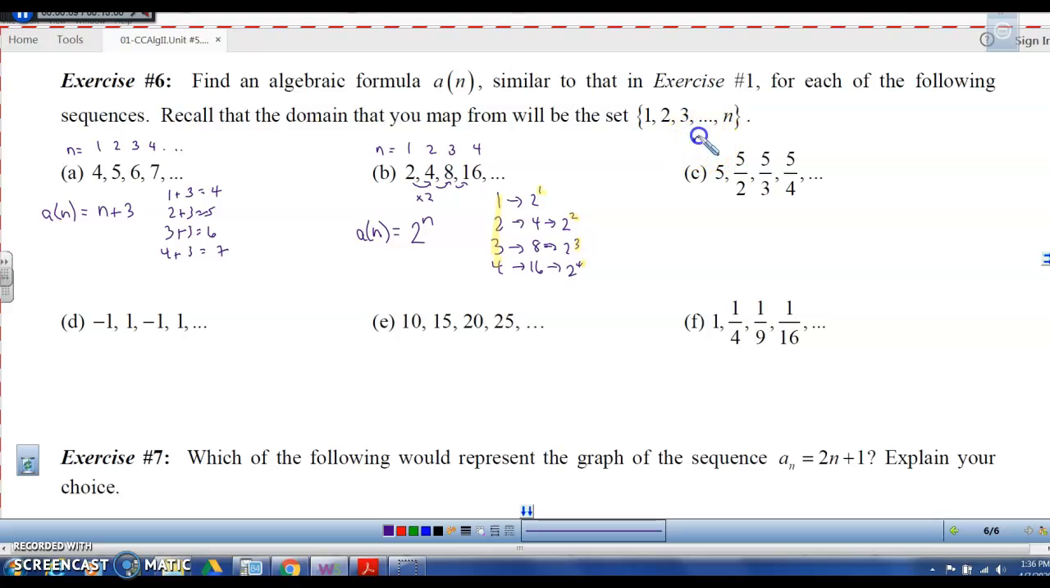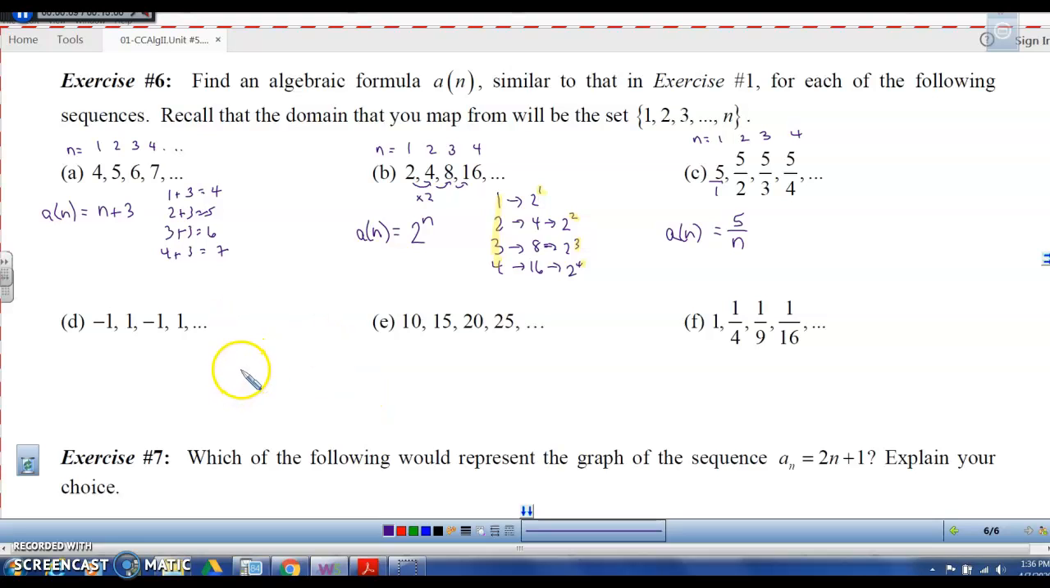Okay, the next one. This is n equals 1, 2, 3, and 4. All right, let's think about this for a second for a of n. What's happening every time? I plug in 1, I get 5. I plug in 2, I get 5 over 2. I plug in 3, I get 5 over 3. I plug in 4, I get 5 over 4. Well, what's happening every time? You're taking 5 and you're dividing it by whatever n is. So this is going to be, technically, 5 over 1. So this would be 5 over n, because this is 5 over 1 right here. So that would be 5 over n, my formula to give me that sequence.